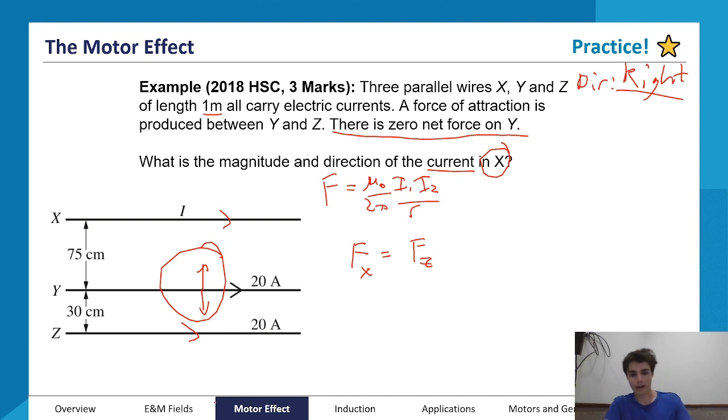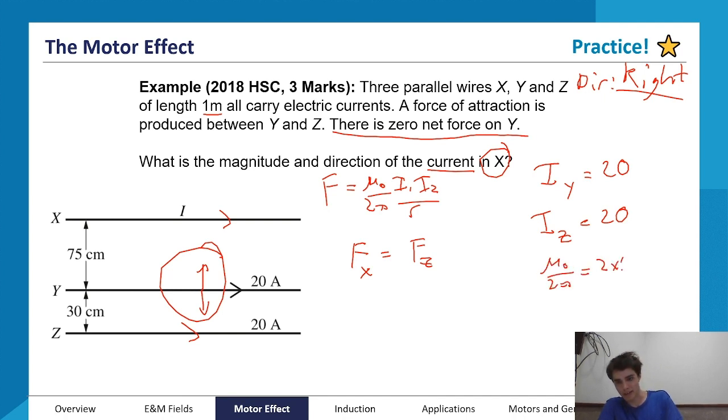Now let's actually start writing down some of our other pieces of information. So we know that the current in Y is equal to 20 amps. We also know that the current in Z is equal to 20 amps. We know that mu naught on 2 pi is equal to 2 times 10 to the negative 7. You can also just write that as mu naught is equal to 4 pi times 10 to the negative 7. It's up to you. And we also know that the distance between Y and Z, which is our radius, remember, is equal to 30 centimeters.